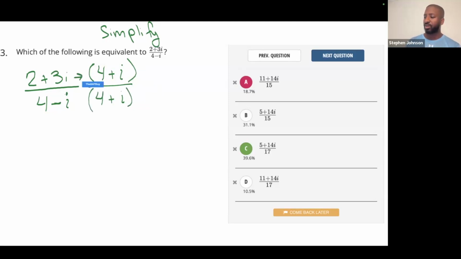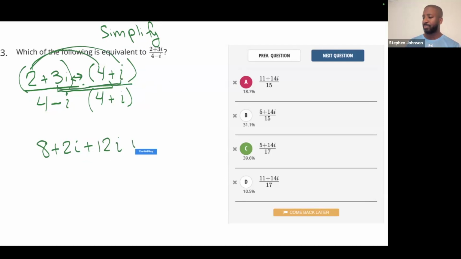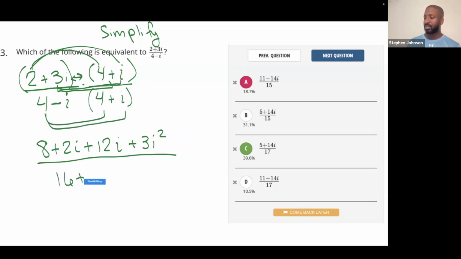When I multiply straight across the numerator, that's going to be a FOIL situation, where 2 times 4 is 8, plus 2 times i is 2i, plus 3i times 4 is 12i, plus 3i times i is plus 3i squared. And then in the denominator, we'd also FOIL. First times first is 16. Outer times outer is plus 4i. Inner times inner is minus 4i. And last times last is minus i squared.